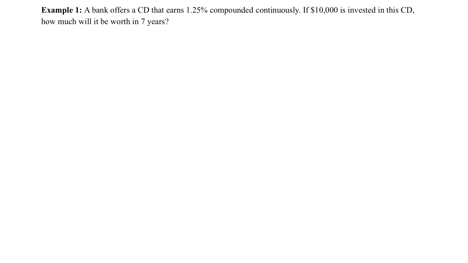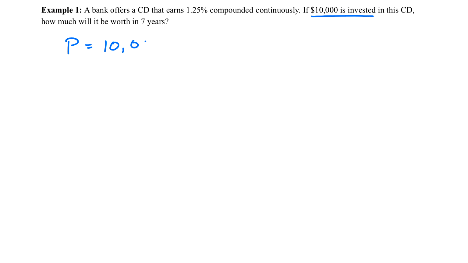So we are going to look at a quick example where we can use this formula. We've got a bank that offers a CD that earns 1.25% compounded continuously. If $10,000 is invested in this CD, how much will it be worth in 7 years? So I want to take everything that I know and plug it into this formula, and I think about what it is that I know in this particular problem. So here I know that $10,000 is invested.